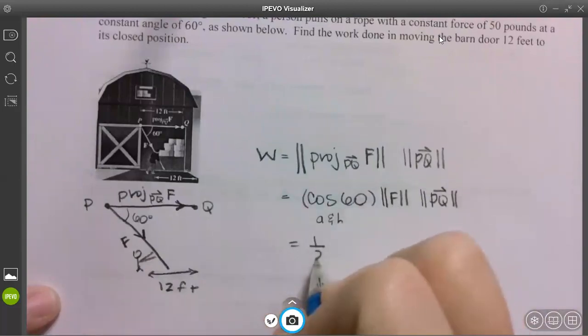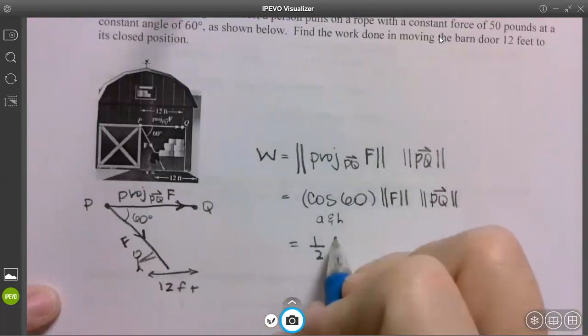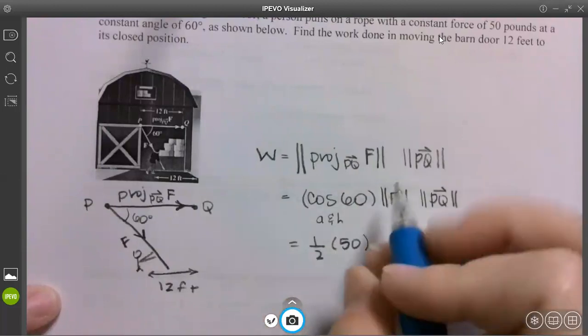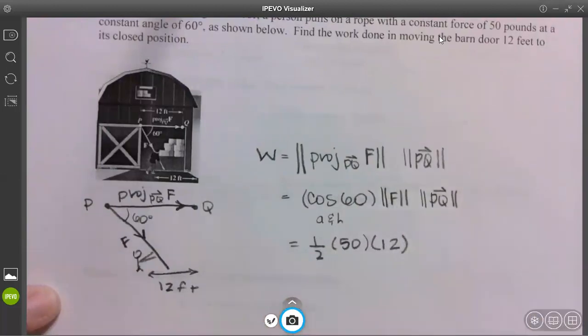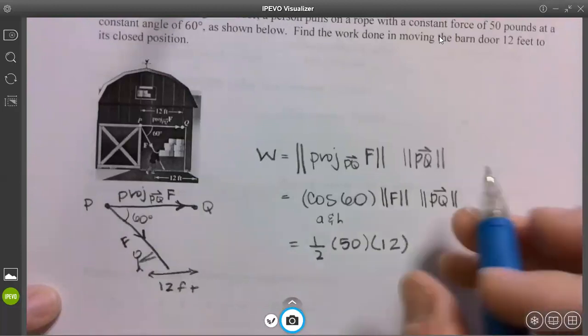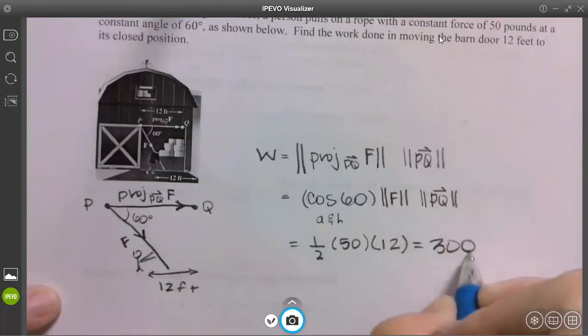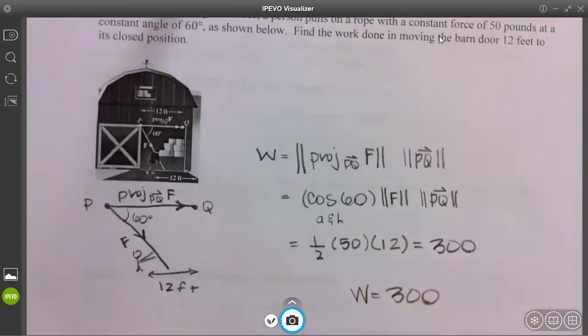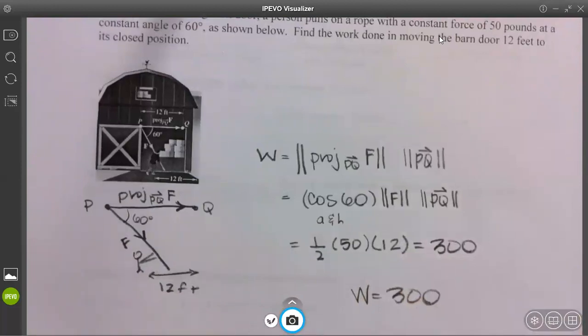Cosine of 60 is going to be 1/2. The force of the door, it told you, was 50. And then we're moving it 12 feet. So remember, these are all distances. 50 is a distance, and then your 12 is that distance. When we multiply this together, we get 300. So the work done is 300. All right. That is it for 6.4. If you guys will go on Canvas, you'll see what your homework should be. Thanks, guys.